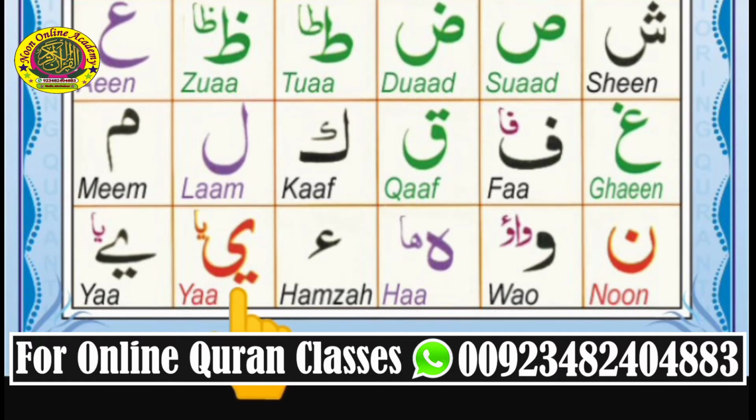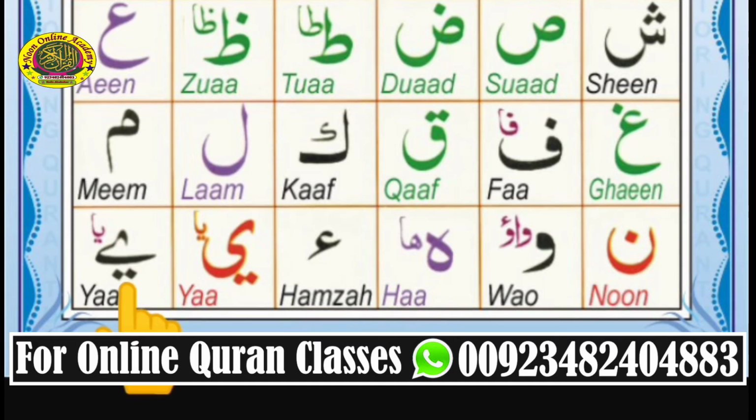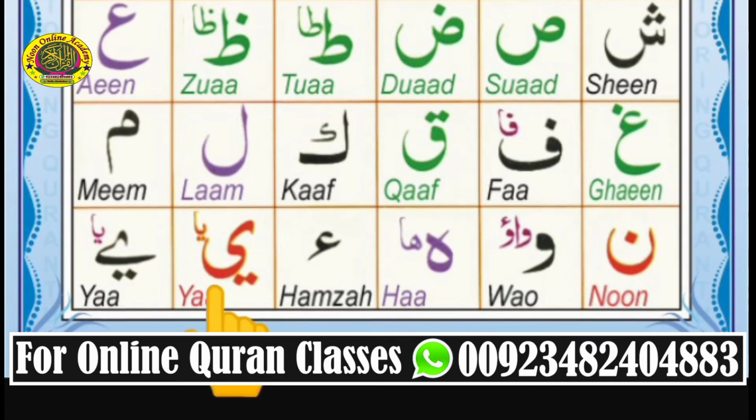Ya has two dots below the letter. Next one, Ya, has also two dots below the letter. Please remember, both are same, only different in writing. Ya.